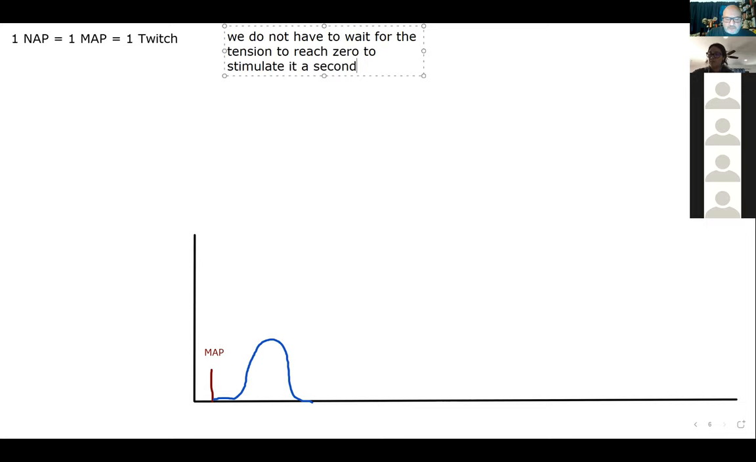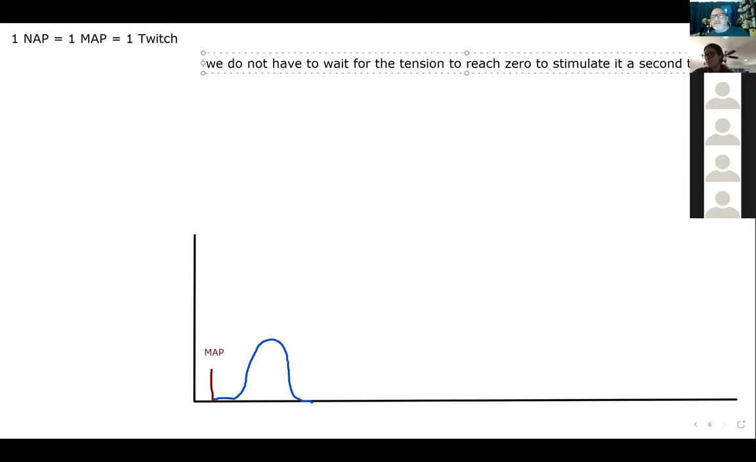We do not have to wait for the tension in the muscle cell to reach zero before we stimulate it a second time. Now, can we stimulate it immediately? The second it produces that muscle action potential, can we produce a second muscle action potential? No. Why not? The refractory period, exactly.